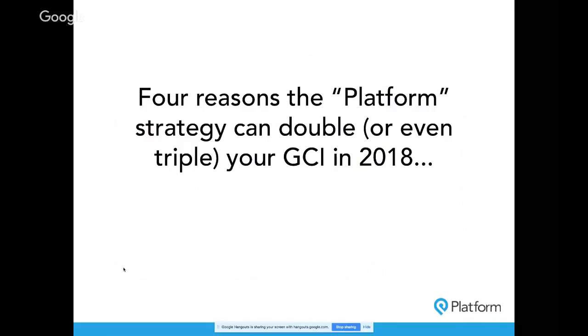So Platform is the name of my marketing agency, right? High Hanging Fruit is the title of the book that everyone's going to get for free. So sometimes on this webinar, you might hear me say platform strategy or high hanging fruit strategy. I'm talking about the same thing, okay? Sometimes I just use those terms interchangeably.